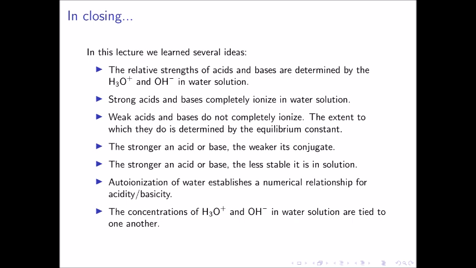The stronger an acid or a base is, the weaker its conjugate form is. The stronger an acid or a base, the less stable it is in solution. It wants to react off to form the weaker, more stable conjugate. Autoionization of water establishes a numerical relationship for acidity and basicity. We will develop this further as the pH scale in the next lecture. And finally, the concentrations of hydronium and hydroxide ion in water solution are tied to one another through the value of Kw.